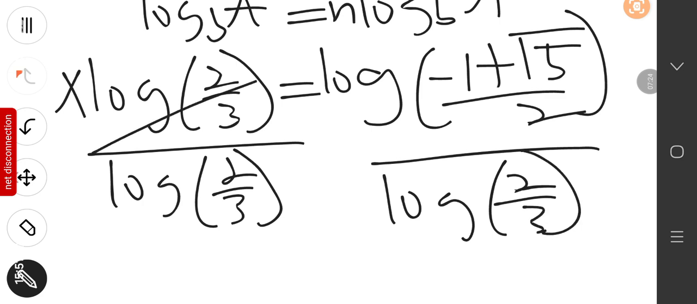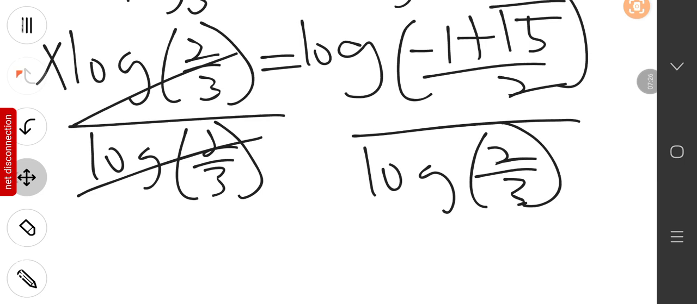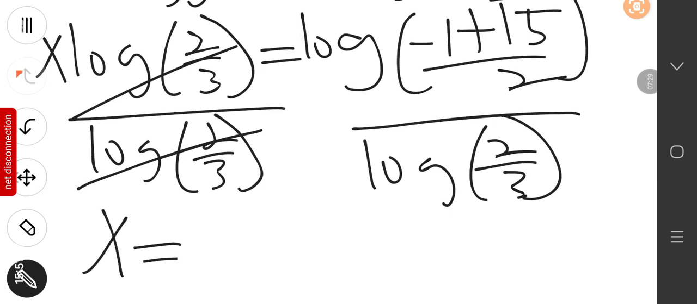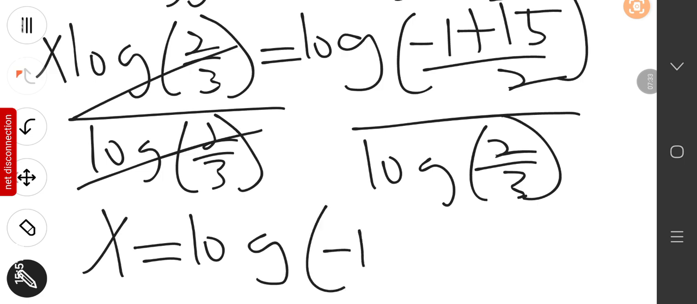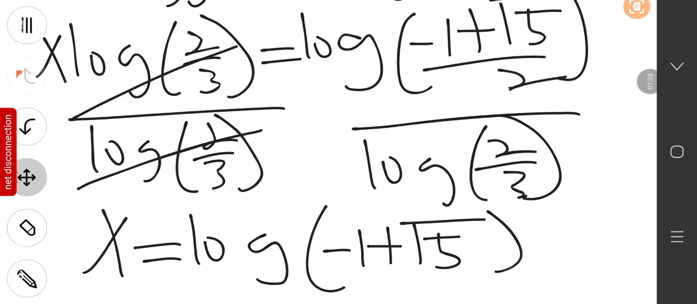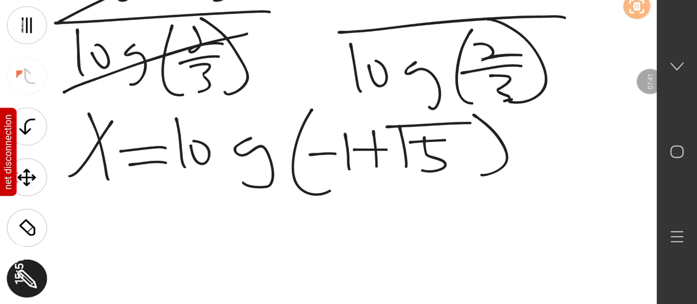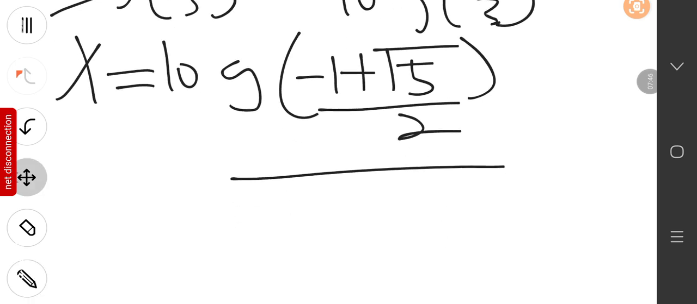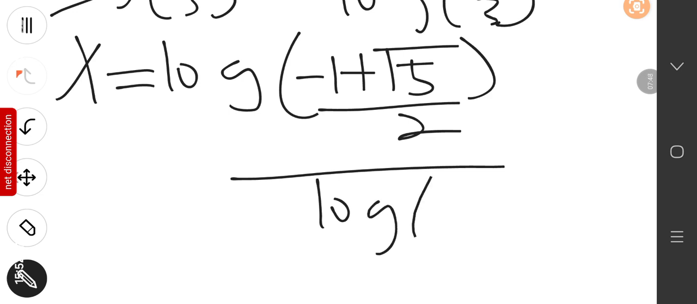So you cancel this, this also cancels this. Okay, so we have x equals log, okay, of minus 1 plus the square root of 5 over 2, over log 2 over 3. So this is our answer. So you can simplify further, or you can punch this on the calculator and then get the exact value for x.